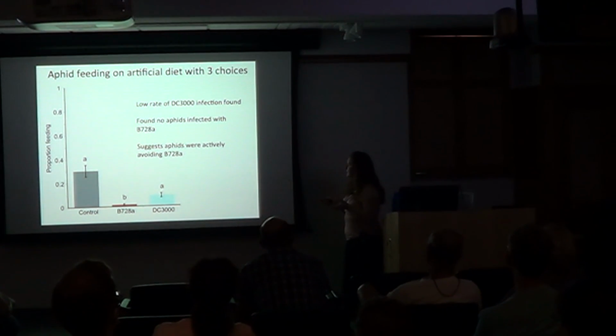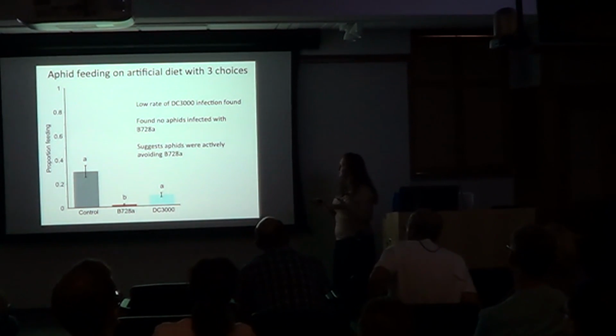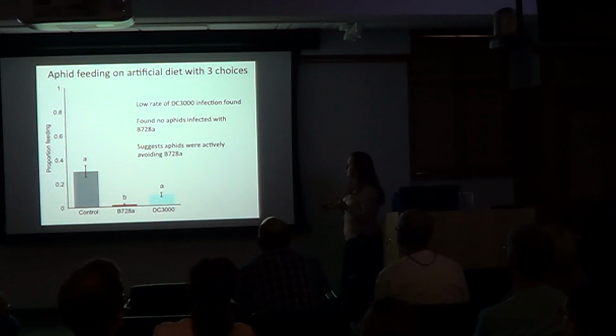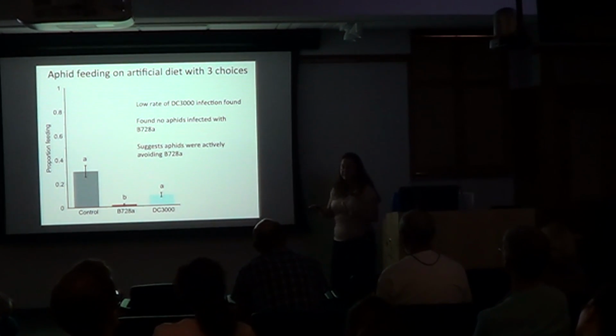But I think it's striking in that it matches these results really well, and it also suggests that maybe the aphids are actually actively avoiding the virulent strain. Because it's not clear to me if they might become infected with B728A really quickly and then stop feeding because they're infected and kind of unhealthy, or if they encounter B728A and then they try to avoid that food altogether.